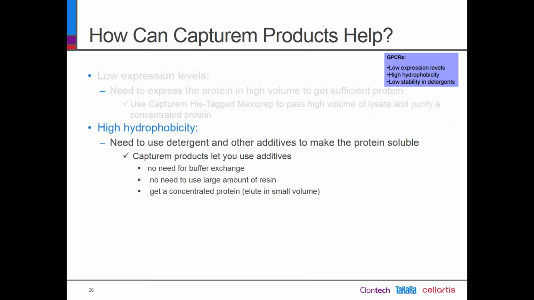For the high hydrophobicity, it's usually necessary to use detergents or other additives that can help to make the protein soluble. And since Capture is compatible with many additives, we can usually use them without the need for buffer exchange. We don't need to use large amounts of resin, so we can still get a concentrated protein in the end. And that's also very important, because for functional studies you usually need a very high concentration of protein.